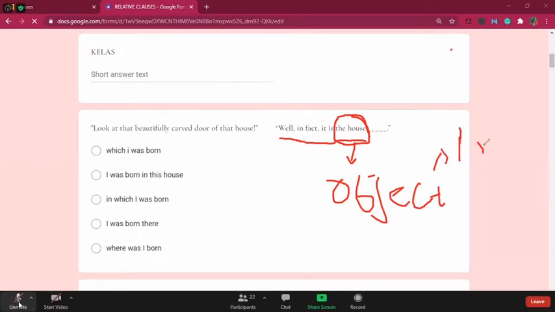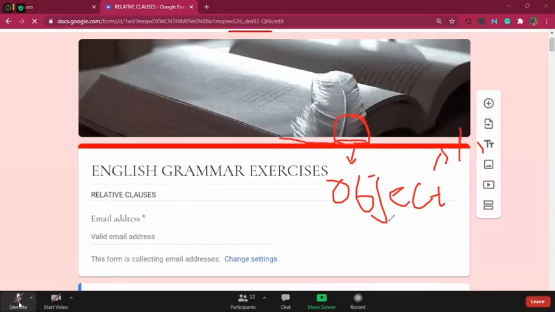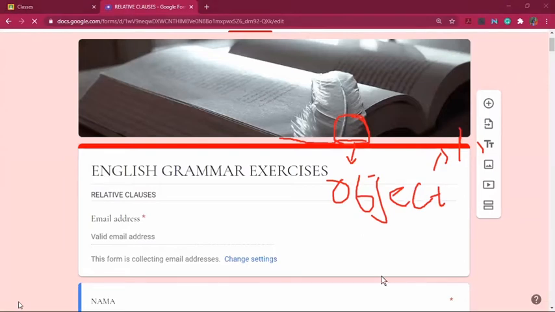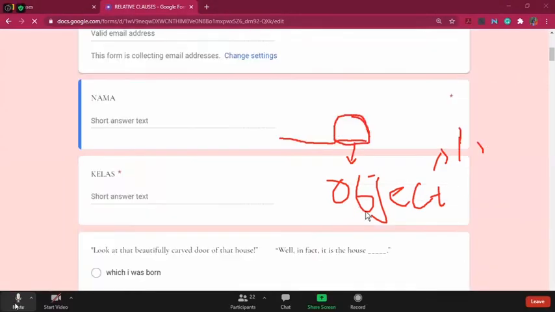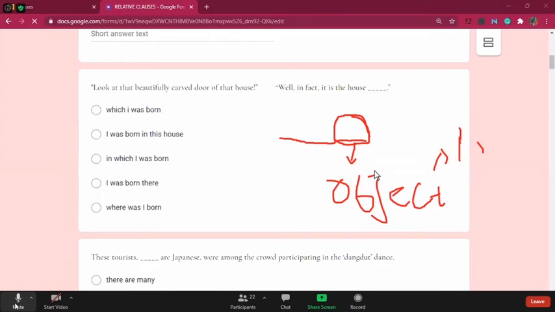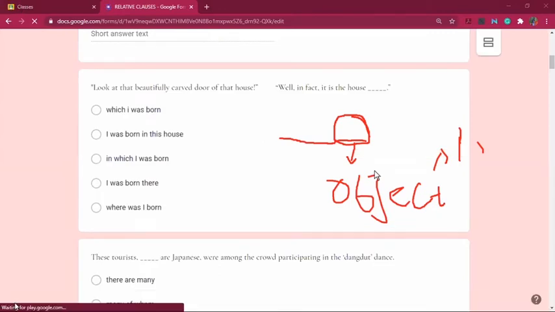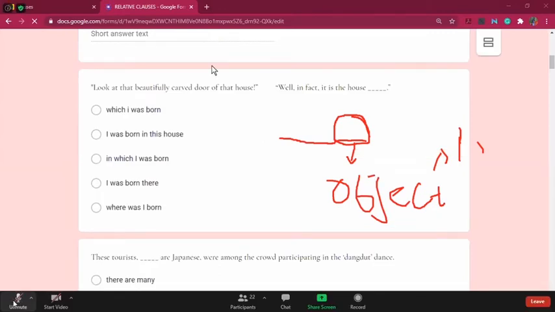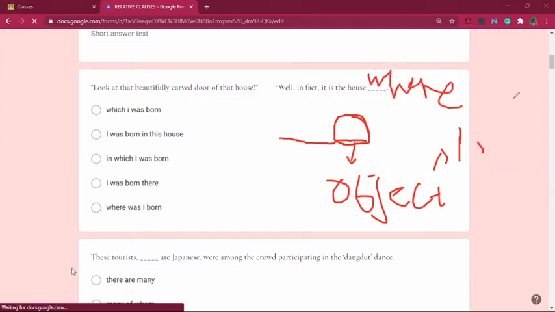So in this case, because this is a place, then we have to use where. So this is where, because this is a house. So I can say, well, in fact, it is the house where I... I only have this as the options. Where? But the problem is that I have was I born here.